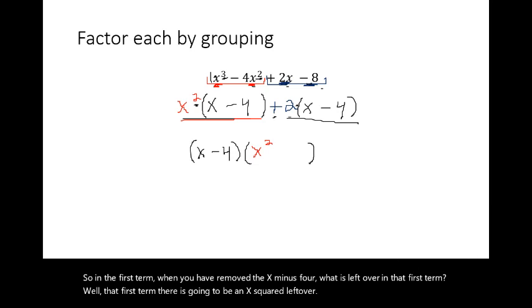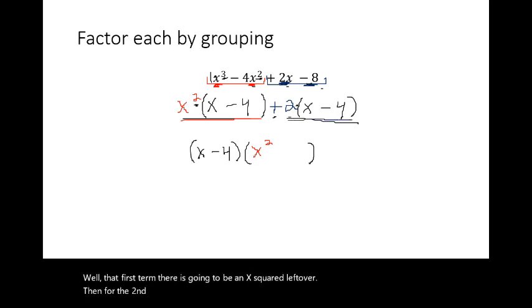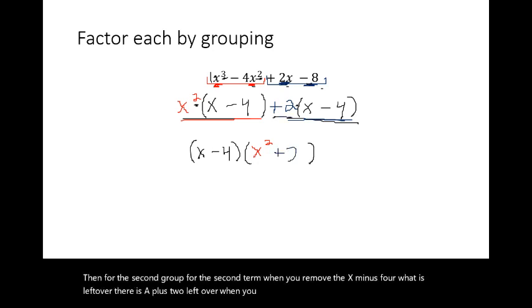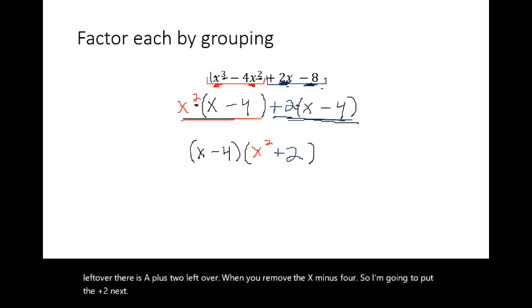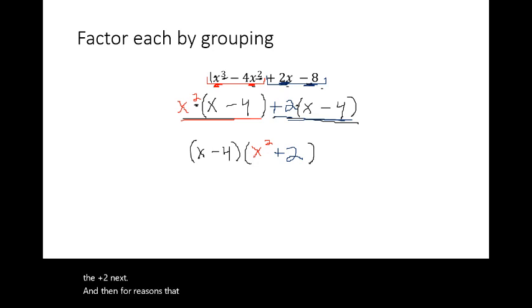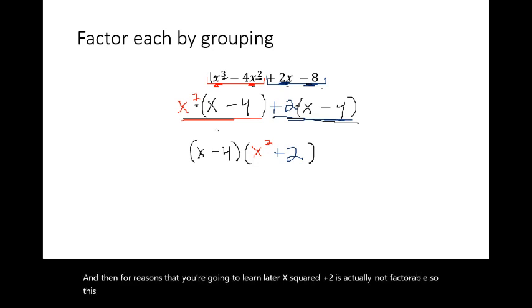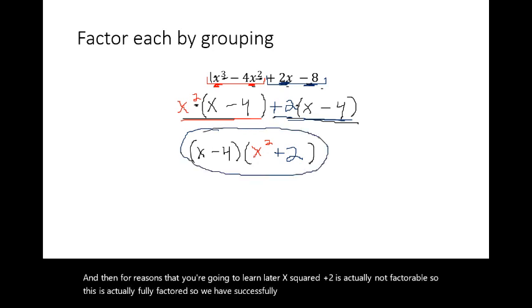Then for the second group, for the second term, when you remove the x minus 4, what is left over? Well, there is a plus 2 left over when you remove the x minus 4, so I'm going to put the plus 2 next. And then for reasons that you're going to learn later, x squared plus 2 is actually not factorable, so this is actually fully factored.